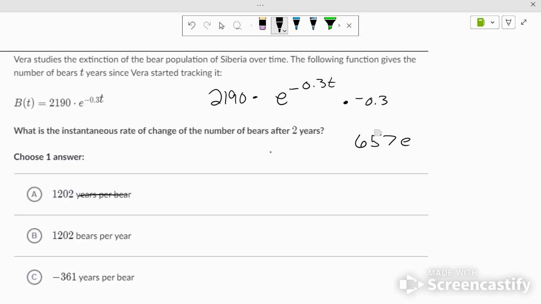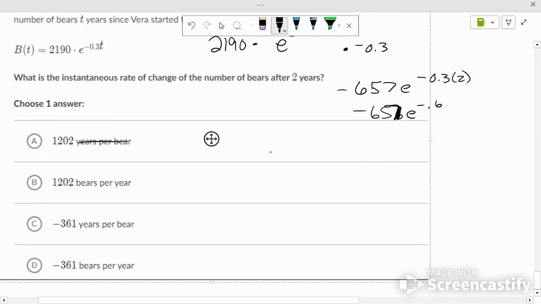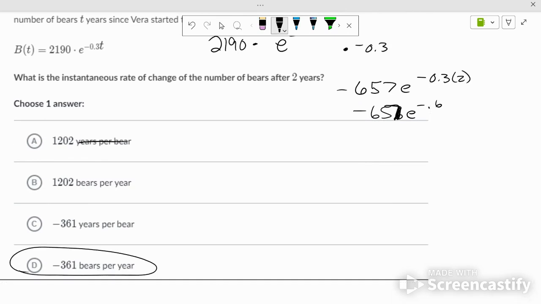So we multiply 0.3 times this, which is negative 657 e to the negative 0.3 times 2. So negative 657 e to the negative 0.6. Somebody calculator. Negative 657 times e to the negative 0.6 power. It should be negative 361, right? And it would be bears per year.